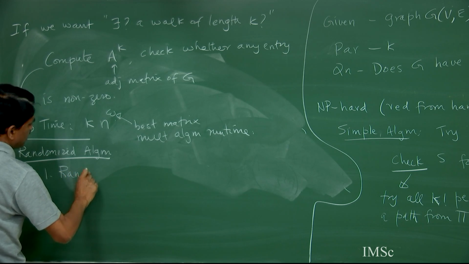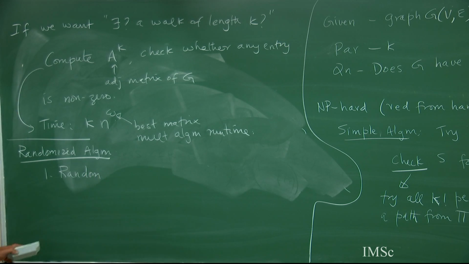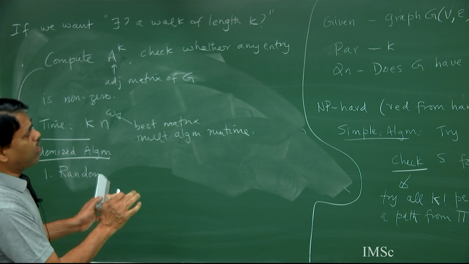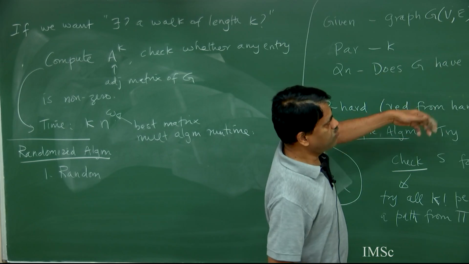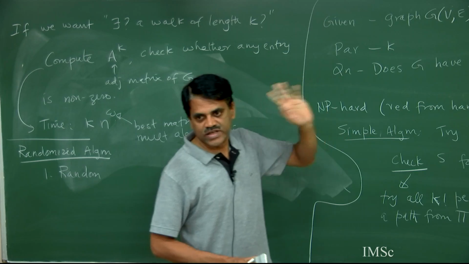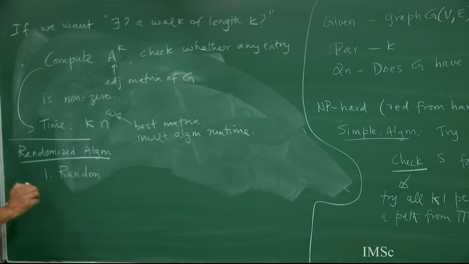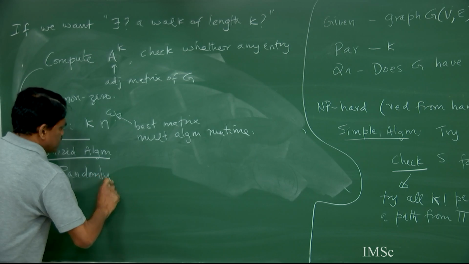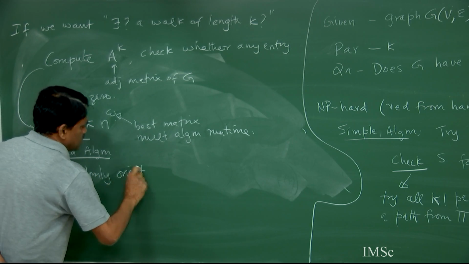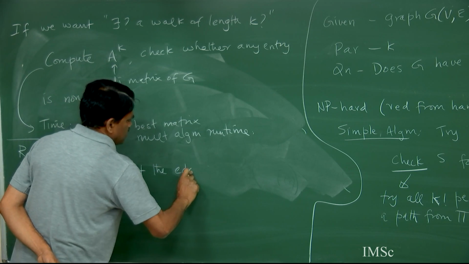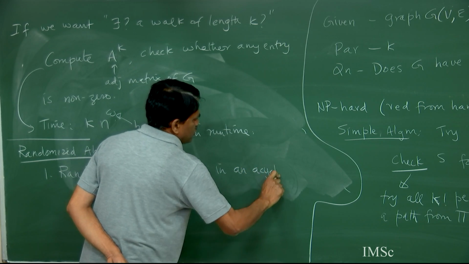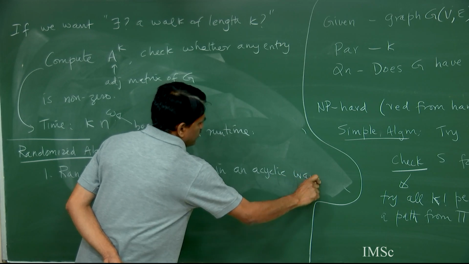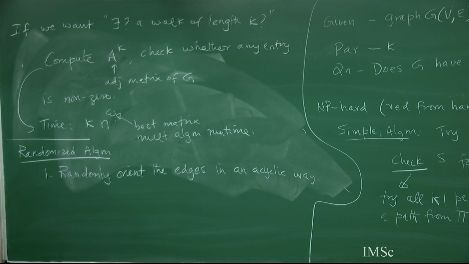Randomly orient the edges. We are working right now with undirected graphs, but all of what I say, with some care, works for directed graphs, and works for cycles and so on. But let's say you're looking at an undirected graph and you're looking for a path: randomly orient the edges in an acyclic way. So you give a random acyclic orientation to the edges of the graph. You're working with an undirected graph, right?